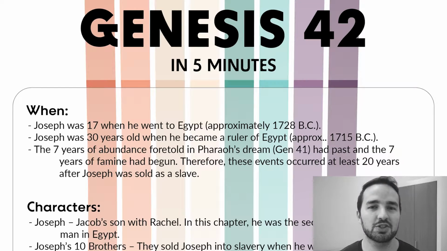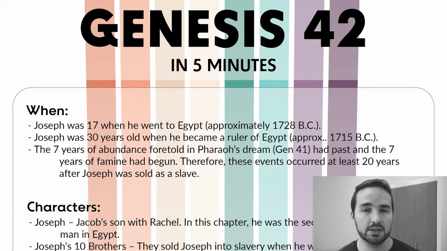Okay, Genesis chapter 42. Let's try to date the events of this chapter. We know that Joseph was sold into slavery by his brothers when he was 17 years old. That'd be approximately 1728 BC. He was 30 years old, 13 years later, when he became a ruler in Egypt. So that would have been 1715 BC.